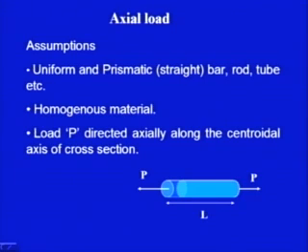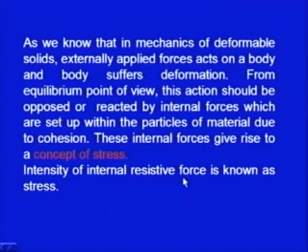The second assumption is that the material of the bar, rod or tube must be homogeneous and isotropic. The third, which is the basic condition because we termed this the axial load, is that the load, whether P or F, is directed axially towards the centroidal axis, either tensile or compressive. So we have one object, a bar of length L, with axial forces directed outward along the centroidal axis of the bar. Now, as you know, in the mechanics of deformable solids, external applied forces act on a body and the body suffers deformation. So there are two kinds of deformation in the object if you apply a force.